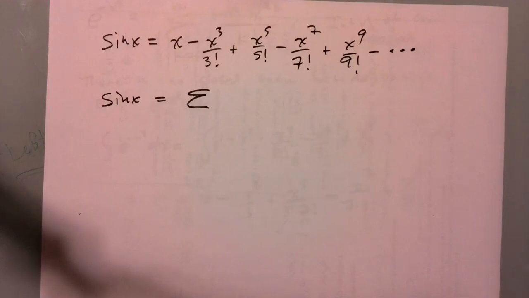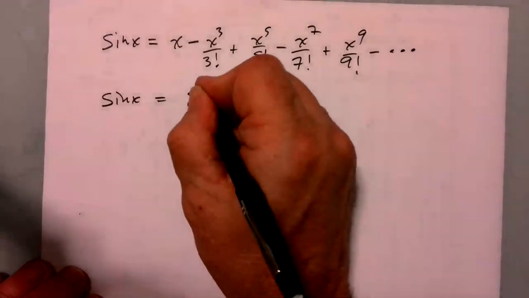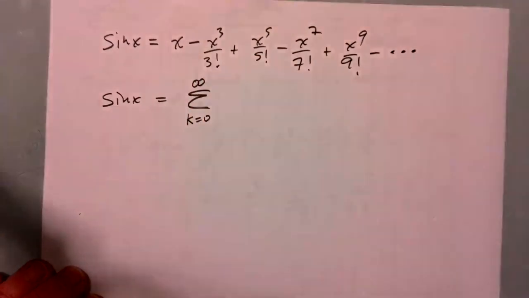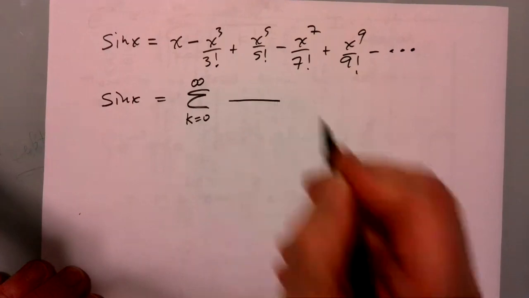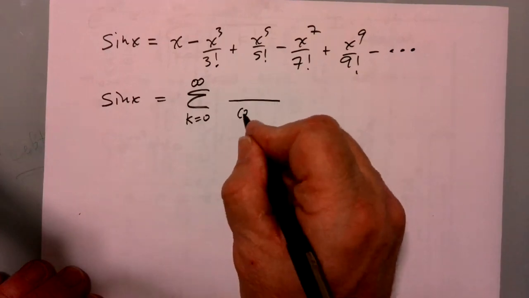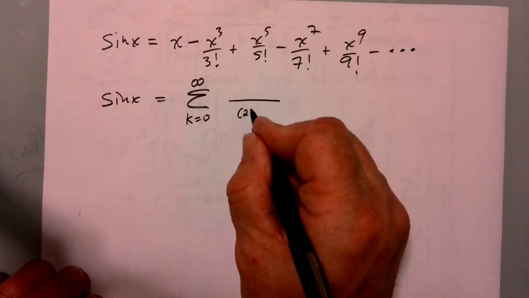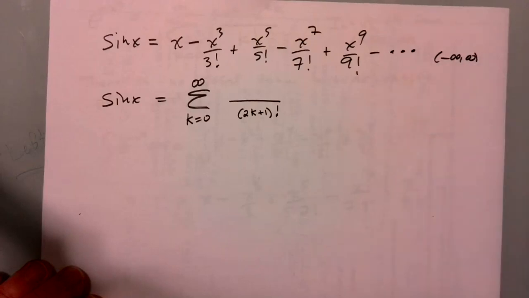We have odd powers. We're going to again start at k equals 0. So k goes from 0 to infinity of what? Odd powers. Odd powers typically are 2k plus 1, and again, the interval of convergence is all real numbers here, by the way.